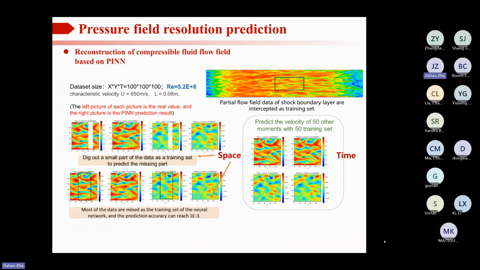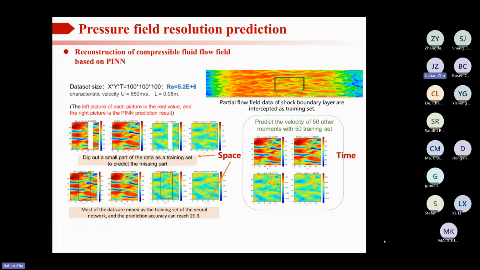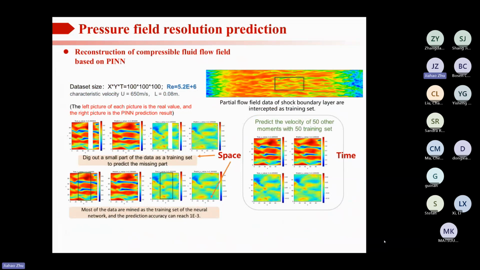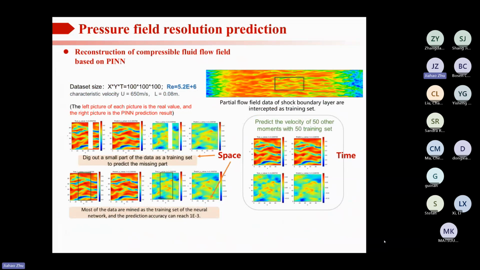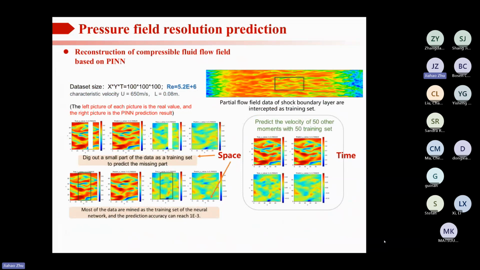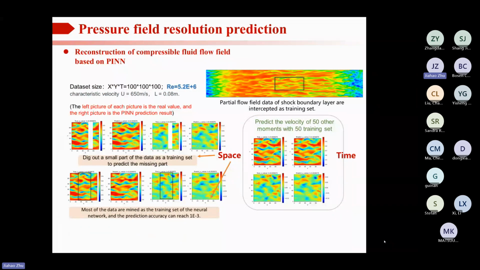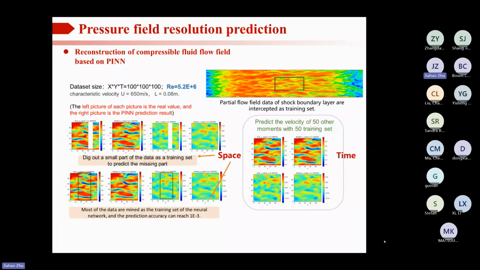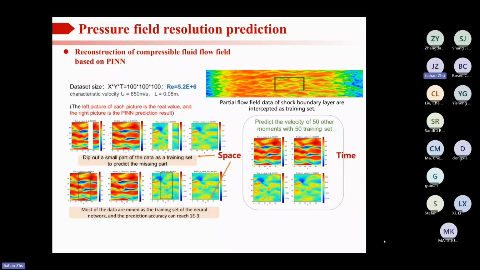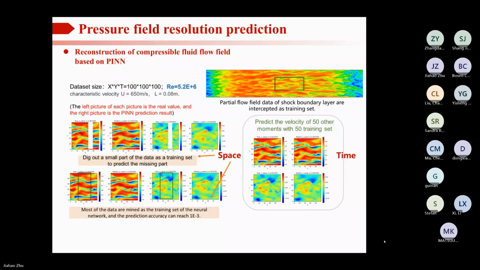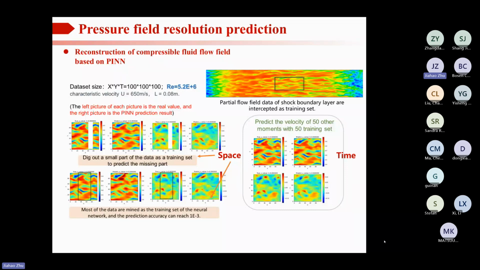We also carried out the reconstruction of the compressible flow field. We intercepted part of the flow field data of the shear boundary layer as the training set. Whether we dig out a small part of the data or most of the data of the training set of the neural network to predict the missing part, the prediction accuracy is also good.